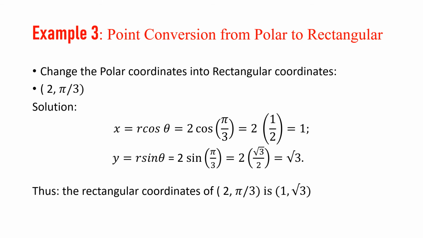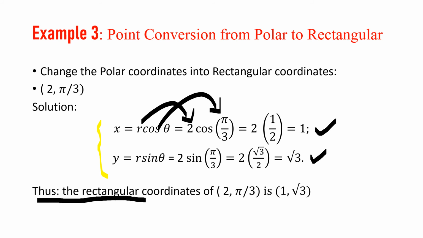So if we have an example here, we have a point in polar coordinates and we need to change it into rectangular coordinates. So first we apply that x equals r cosine theta and y equals r sine theta. Plugging in the information, we plug 2 for r and pi over 3 for theta, and we get x as 1. The same with y, but we're taking sine theta instead. It was square root of 3. Therefore, the rectangular coordinates of (2, pi over 3) is (1, square root of 3).